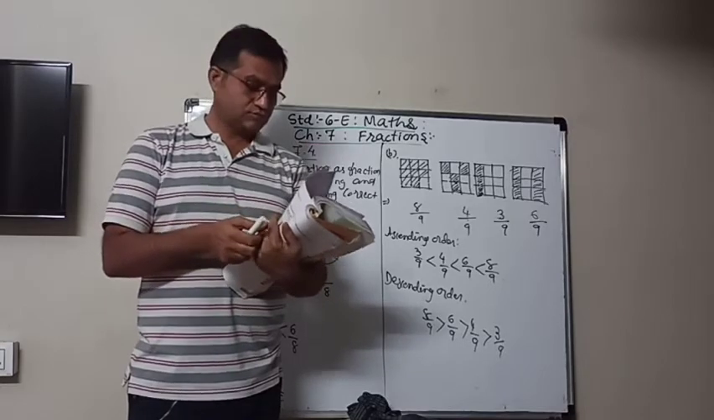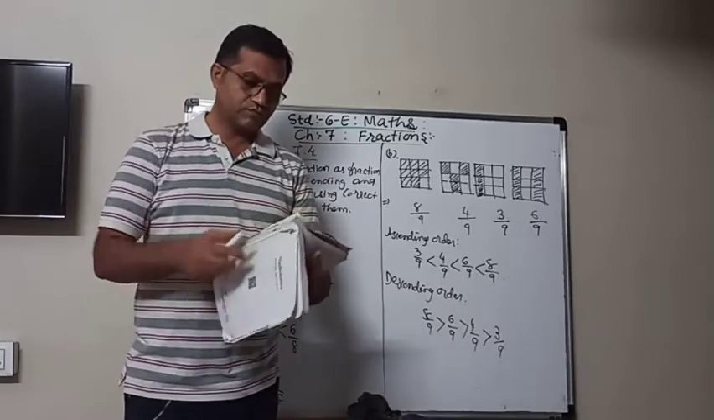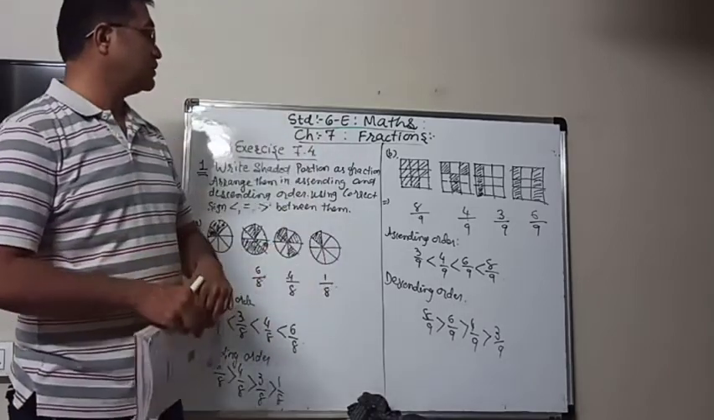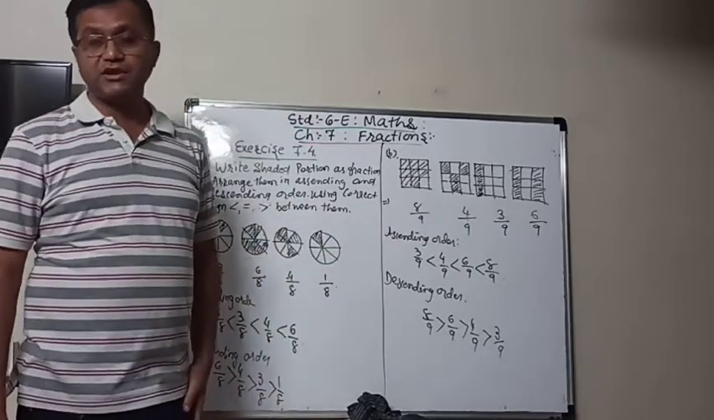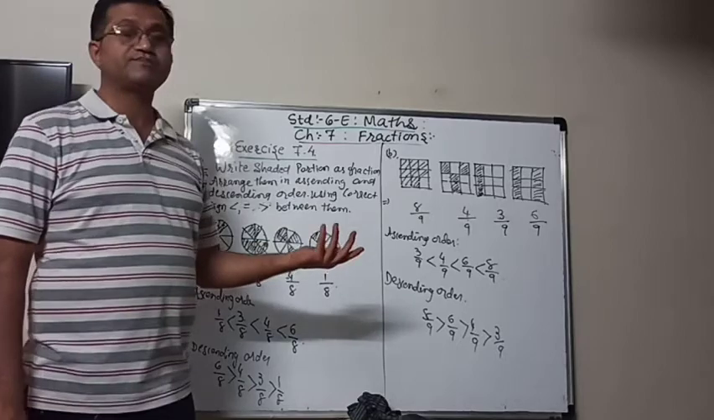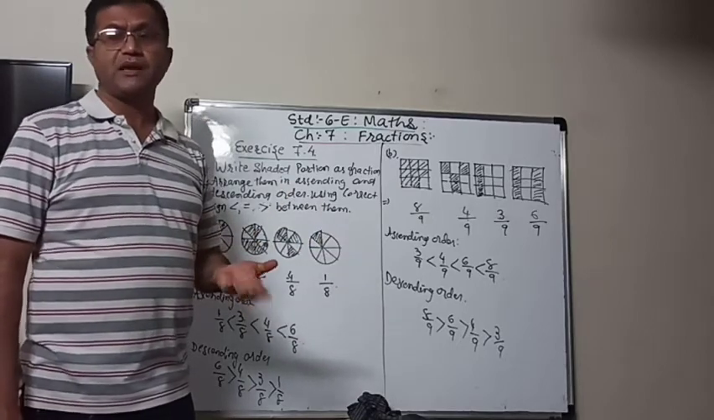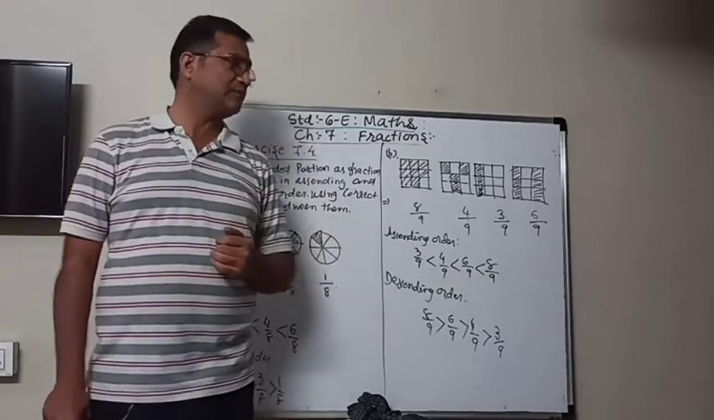So here, that is the way we first write down the fractions for the shaded part, and then as they are like fractions, it is very easy to compare them and write down in either ascending or descending order.